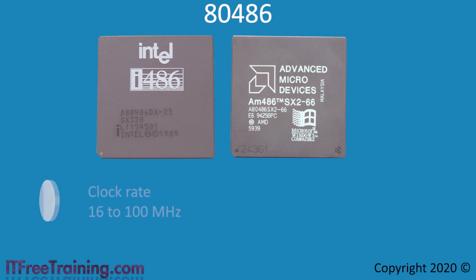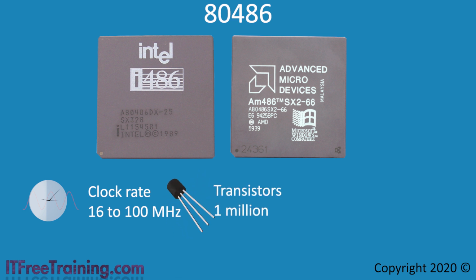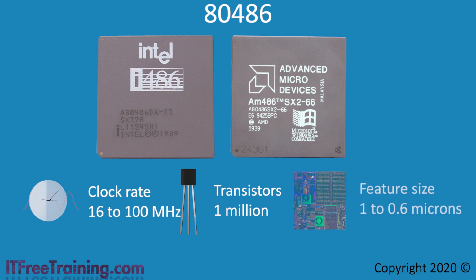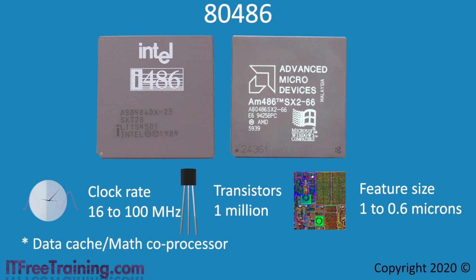The 486 had a clock rate of 16 to 100 MHz. The 486 was also the first CPU to have just over 1 million transistors in it. The feature size of the CPU was 1 to 0.6 microns. This is 4 times the transistor count of the 386. The main reason the transistor count is so high is that the 486 includes two things previously not included in the CPU. These were a data cache and a math coprocessor.